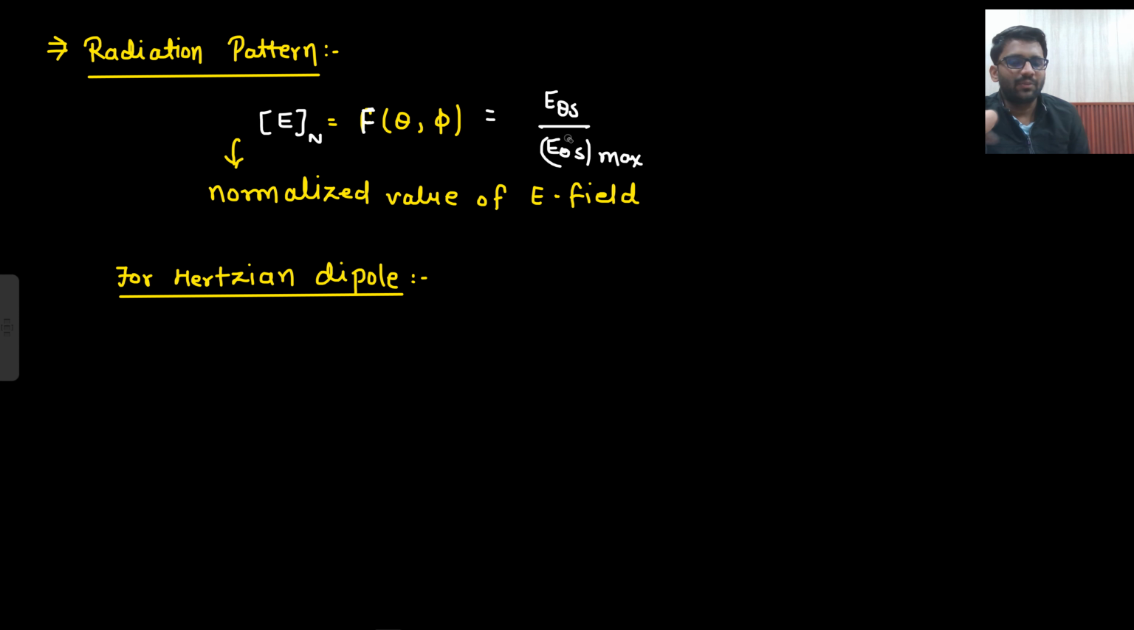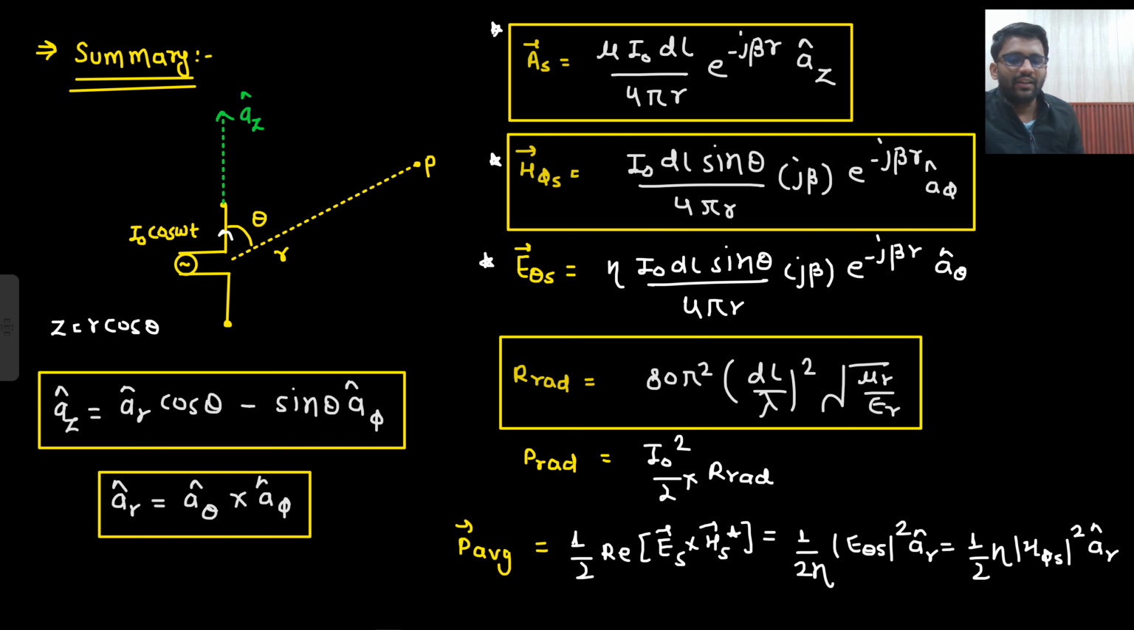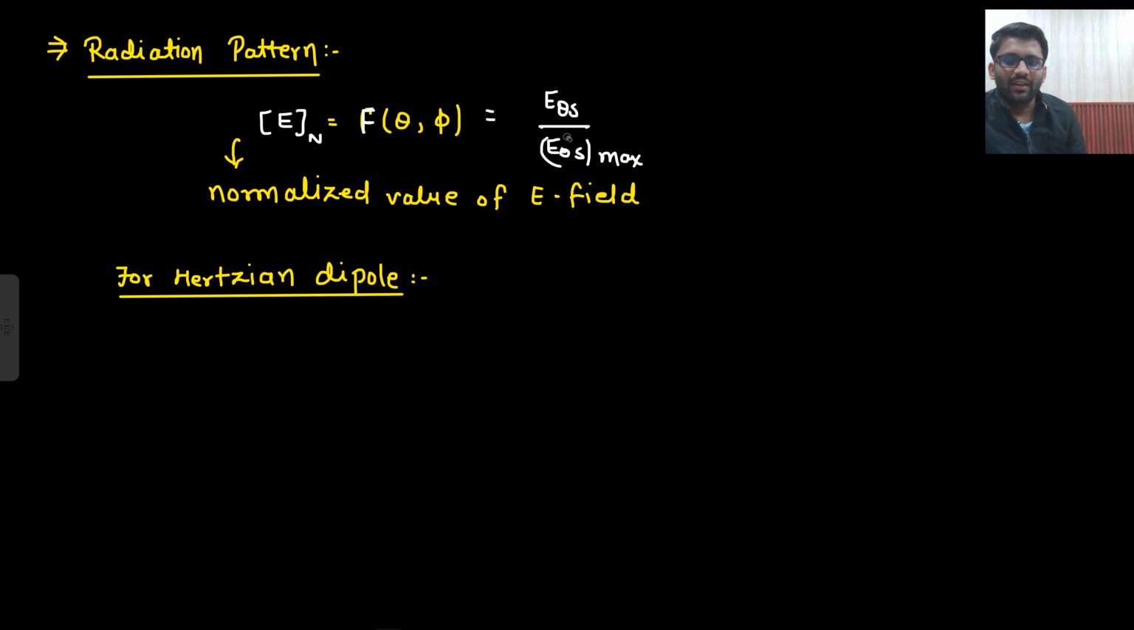I should not write E theta, because it is not necessary that your electric field will always be in the direction of theta. Here the electric field is in the direction of theta in our case, but it is not necessary. So what I should write is Es divided by Es max. This is known as the normalized value of E field.